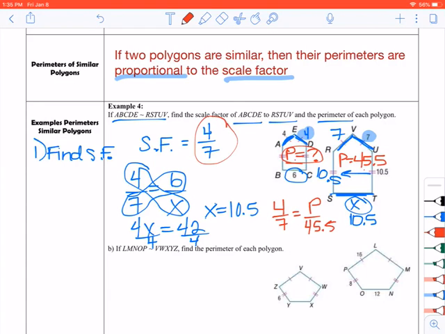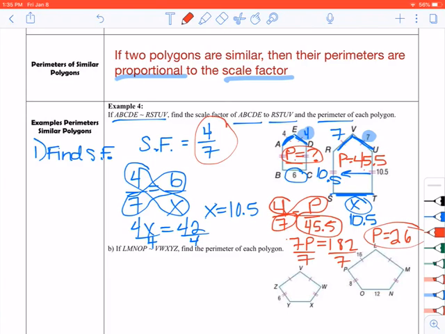Now I have a proportion where I can solve for P. So I'm going to cross multiply. I have 4 times 45.5, which is 182. So I have 7P equals 182. If I divide by 7, I should end up with P equals 26.